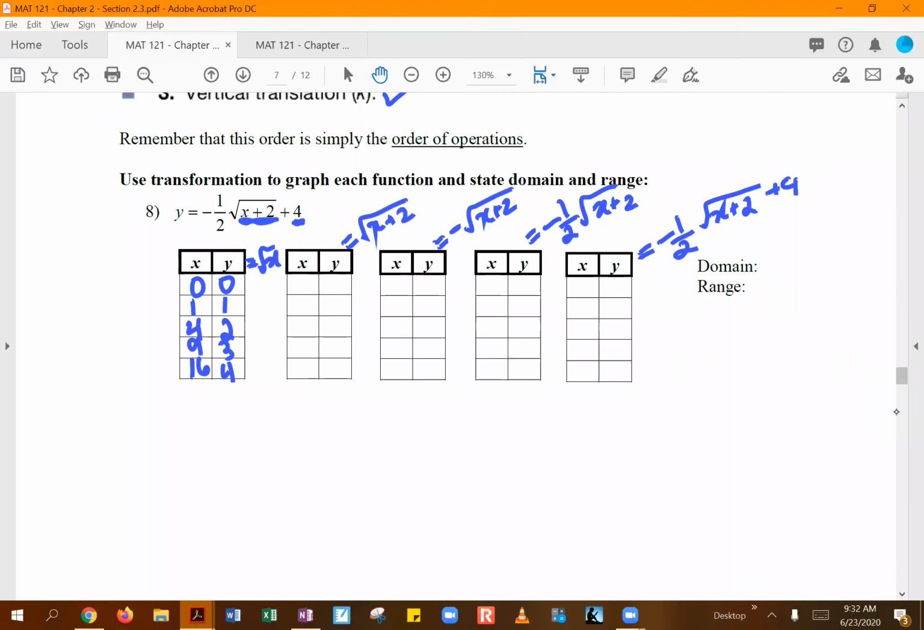So now with the horizontal translation, what do you think is going to happen to our x values with the square root of x plus 2 for our second table? Where is our graph moving when you do that square root of x plus 2? Because it's horizontal translation, so are we moving to the right or left?